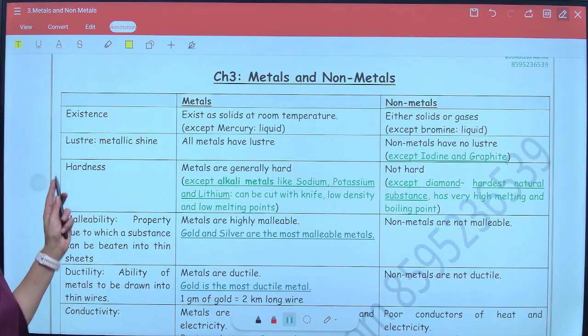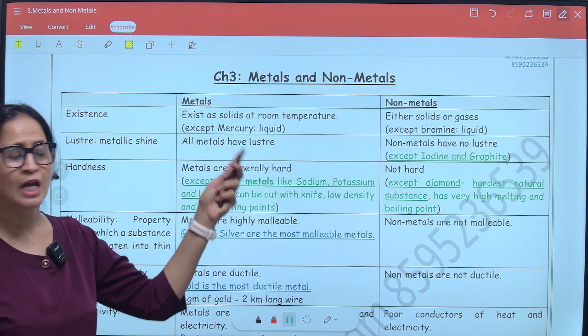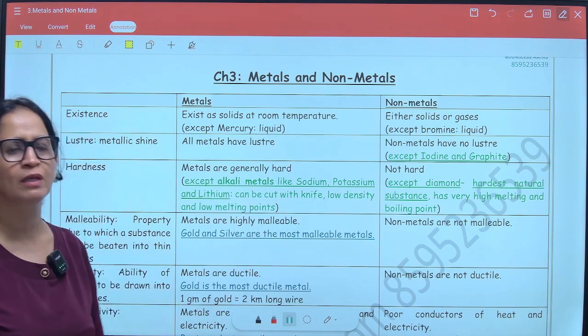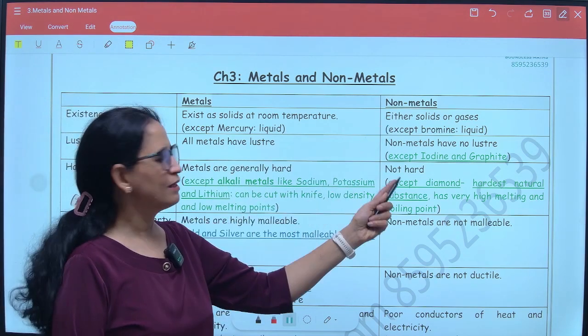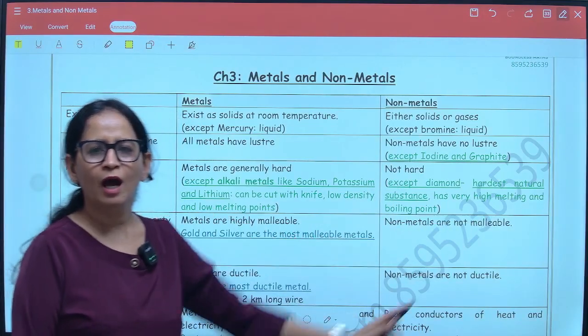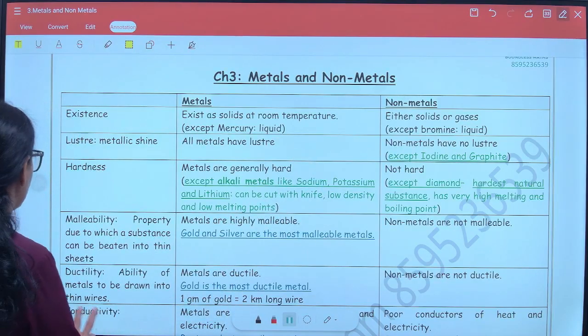Next is hardness. Metals are generally hard. As they are solids at room temperature, they are generally hard, except sodium, potassium and lithium. They are so soft that they can even be cut with a knife. Now non-metals, they are not hard, except diamond, which is the hardest natural substance known, which has a very high melting and boiling point.